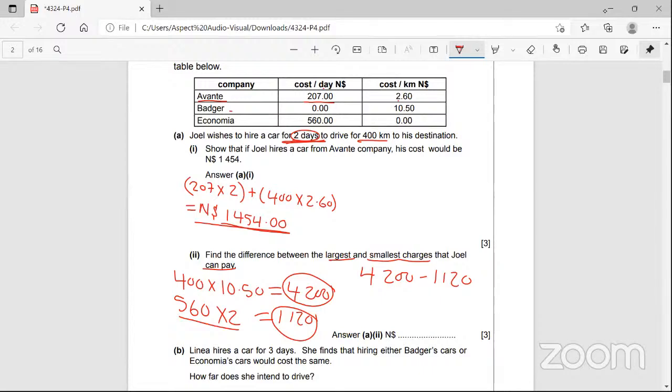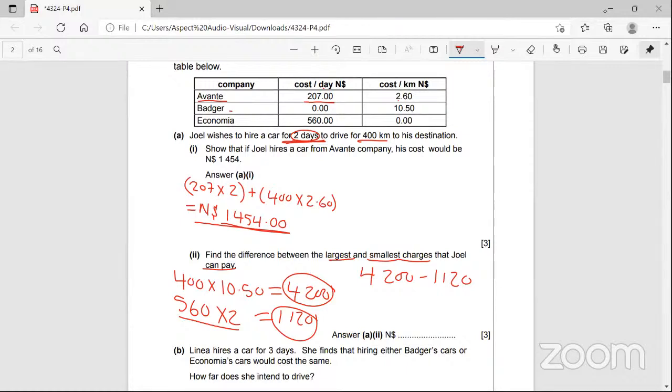You know, in Namibia, there are cabs and taxis you can hire and also private cars, right? So now, before you go there, you need to know, what if I go with this company? What do they charge? They charge this amount per day, and also 2.60 per kilometer, okay? This one only charges what? $10.50 per kilometer.